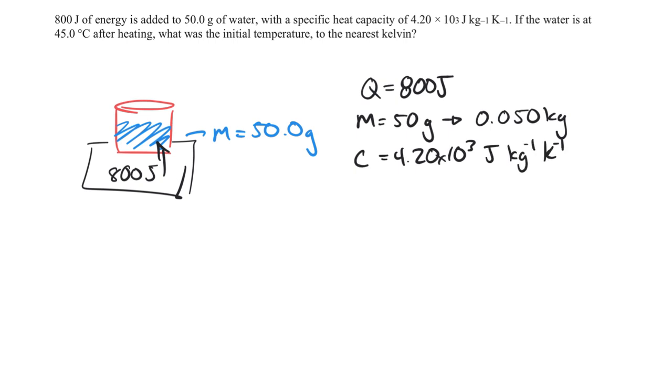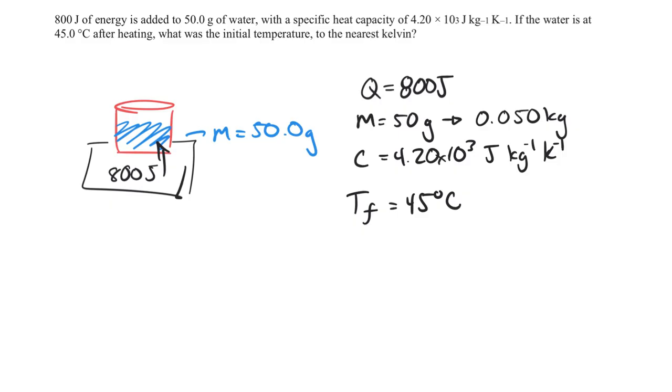So if I look at this, I can tell that I need to convert my mass because of the units for my specific heat capacity. Because that's in kilograms, this grams needs to be converted into kilograms as well. It then says if the water is at 45 degrees after heating, so temperature final is going to be 45 degrees Celsius. What is the initial temperature to the nearest Kelvin?